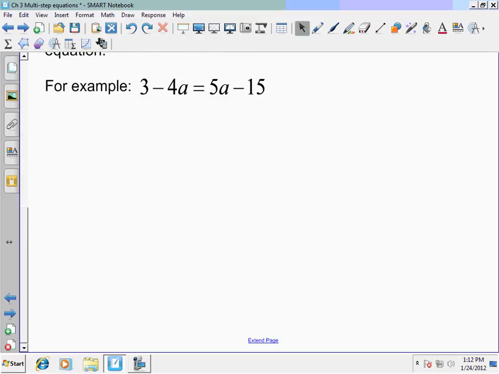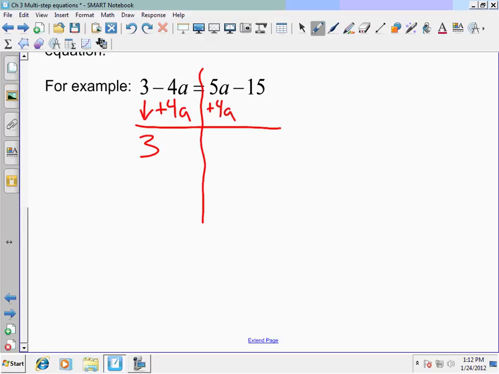Let me extend the page here a little bit. And what we want to do is start with the variables. We have a 4a on one side and a 5a on the other. I always like to move whatever's negative. So if I see a negative 4a, I'm going to move it by adding 4a to both sides. Notice how I do it to both sides. Now, the 3 still comes down. The 4a is gone. And on this side, 5 plus 4 makes 9a, minus 15.